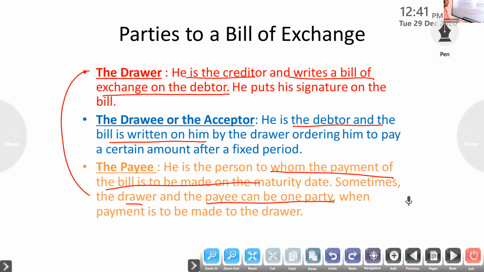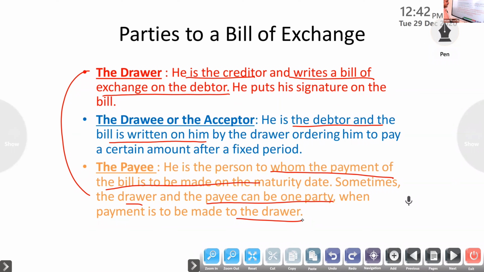Okay, when payment is to be made to the drawer. Otherwise, another person. Suppose I sold goods on credit to Sharath. So I am the drawer, so I will write the bill of exchange. Then I will sign. Then I will give it to Sharath.